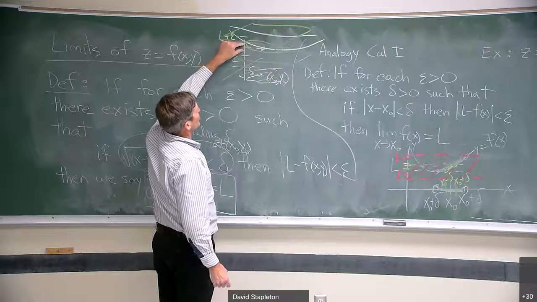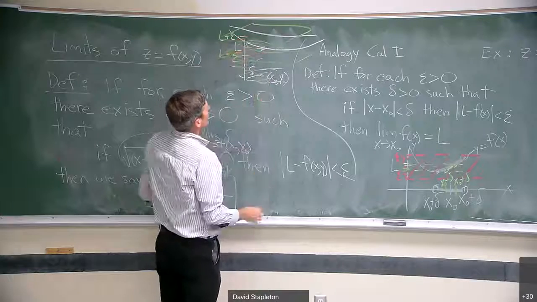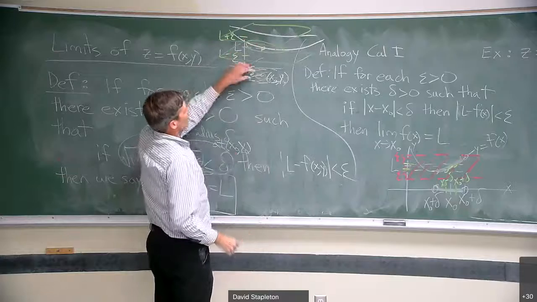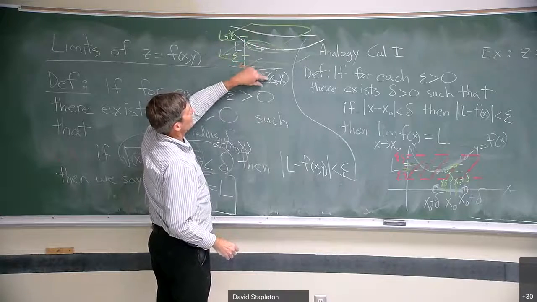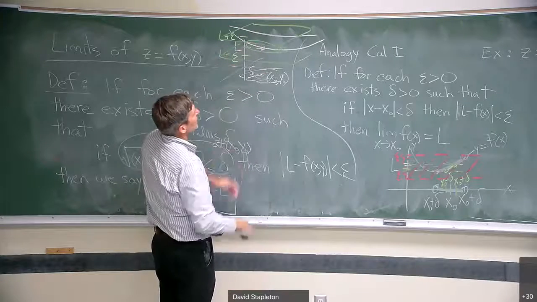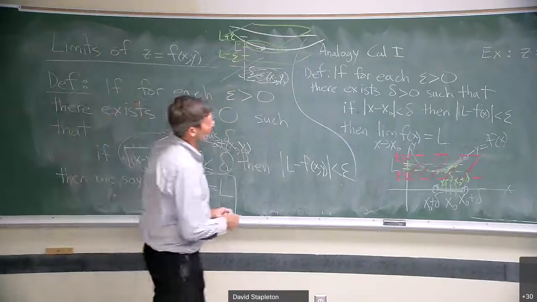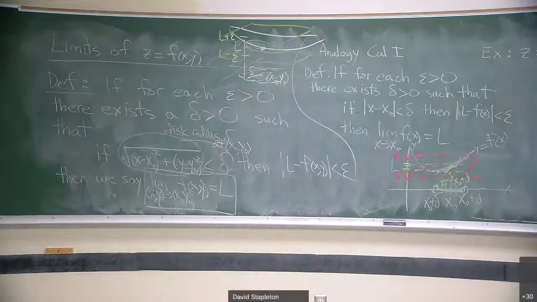You said make delta smaller, I just squeeze my planes closer and make a smaller disk, and now it squeezes between. And the idea is, if I can always do this, find a disk small enough that I squeeze between your two planes, then I say that the limit is L, and there's the definition for limits of functions of two variables. Well, with that, I've probably about used up my time.